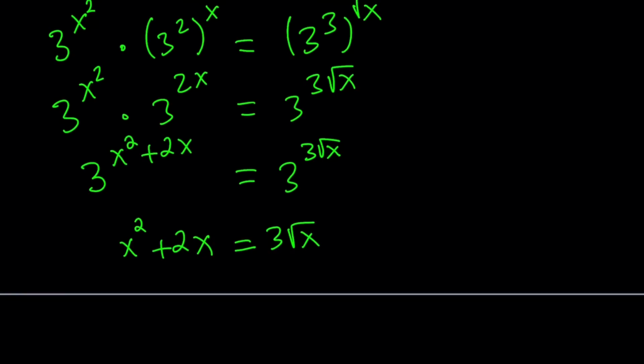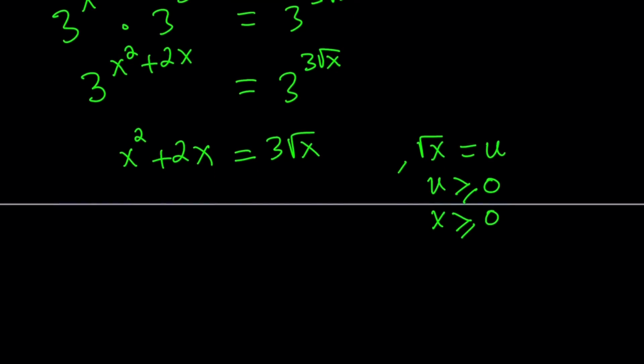So we're going to use substitution. Let's go ahead and set square root of x equal to u. And also don't forget that u must be greater than or equal to 0. But think about it. Can u be 0? It could be. So let's just say for now that u must be greater than or equal to 0. Of course, this implies that x is also greater than or equal to 0. Great. Now, under those conditions, we're going to solve this equation by substitution.